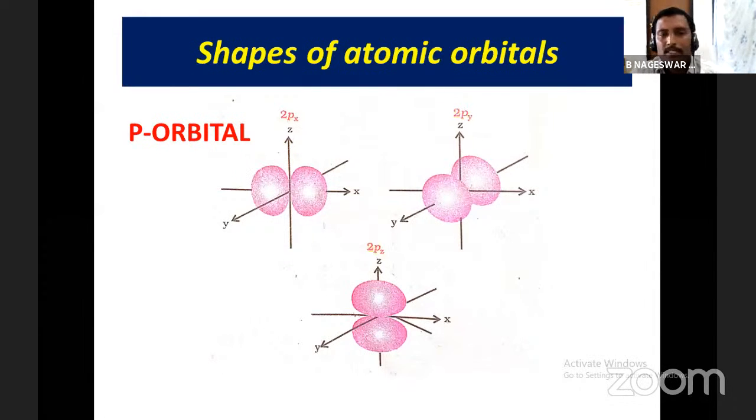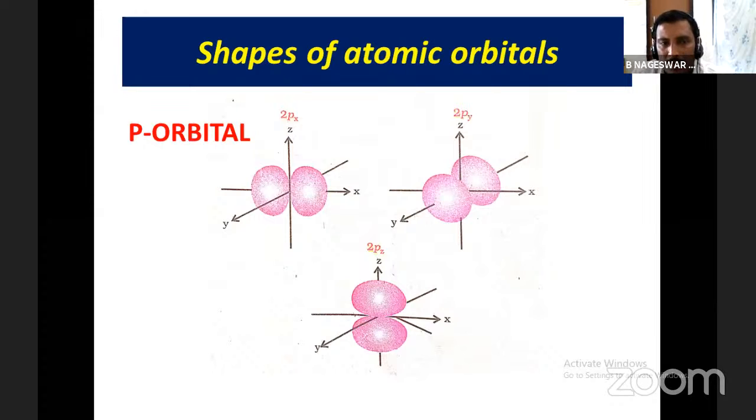Next, the p orbital. What is the shape of the p orbital? I am taking three types of orbitals here: px orbital, py orbital, pz orbital. In the px orbital, the two dumbbells are present on the x-axis. In the py orbital, the two dumbbells are present on the y-axis. In the pz orbital, the two dumbbells are present on the z-axis.